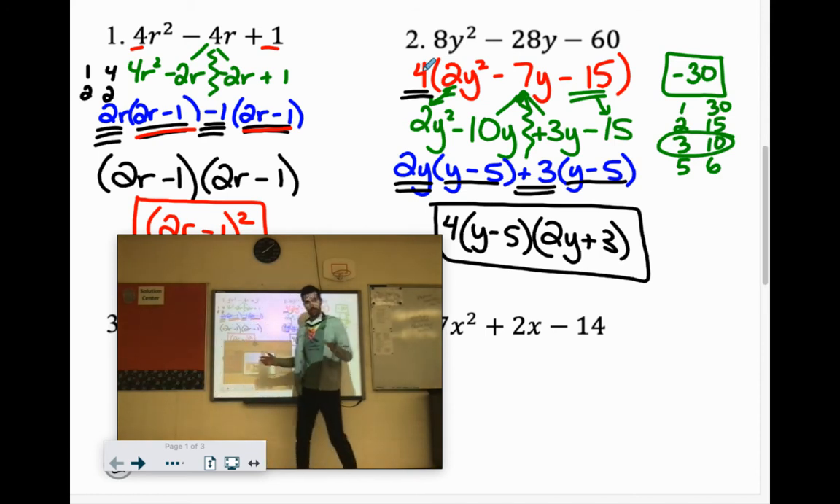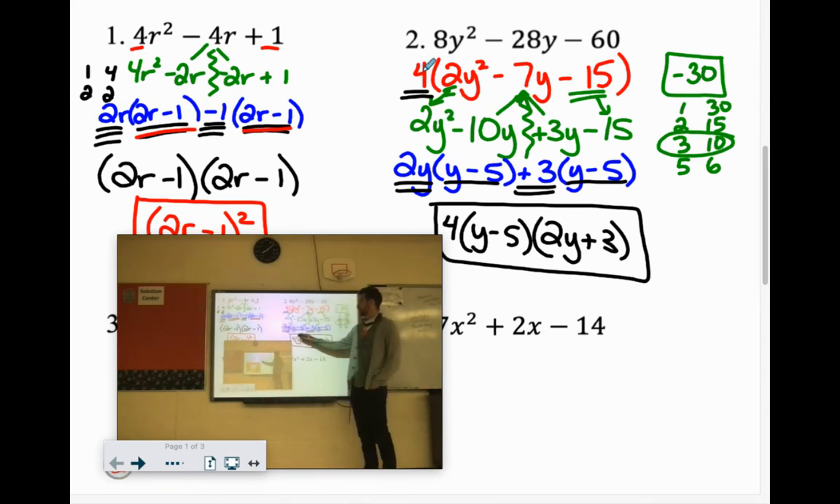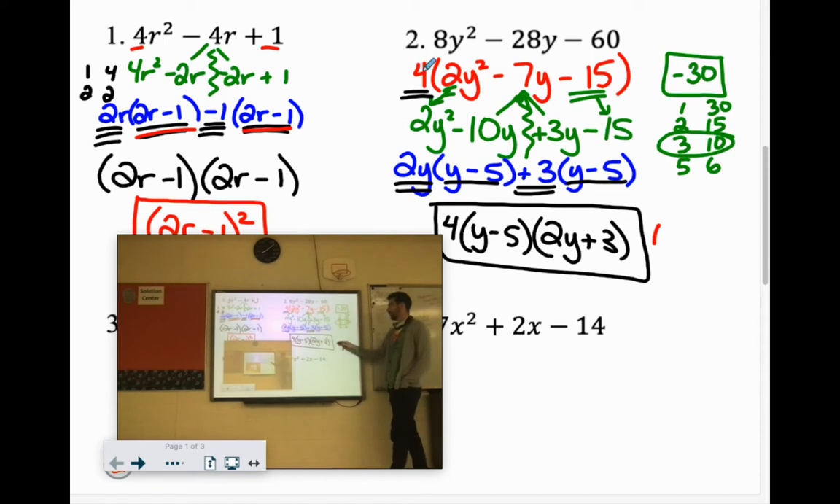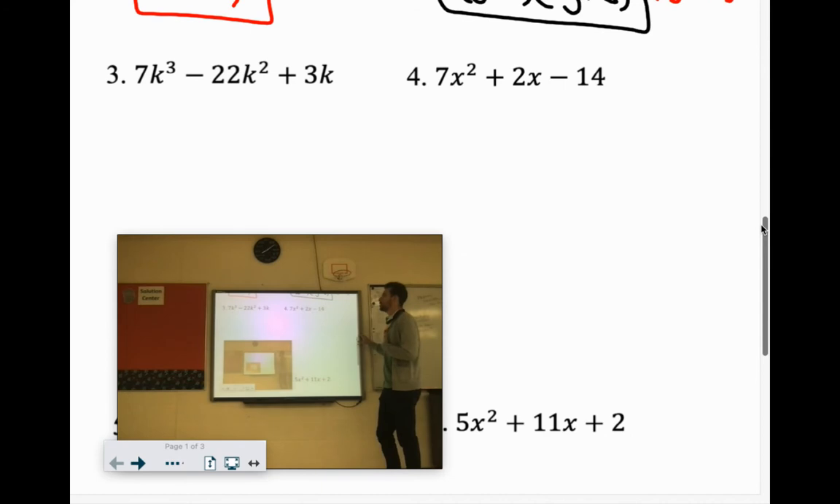Now if you're like, okay, great, but how would I check that? So a couple ways you can do it. You can multiply the 4 times the y and 5, make it 4y minus 20, and then FOIL that with the 2y plus 3, first, outer, inner, last. Or you can FOIL the two binomials first and then multiply by 4 at the end. That also works. So again, this is called factoring by grouping. It's great, it takes a little bit of time. The way I'm going to show you now is pretty similar, but it's a little bit quicker.